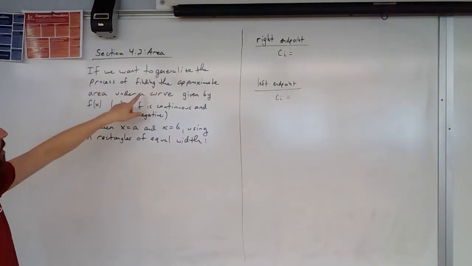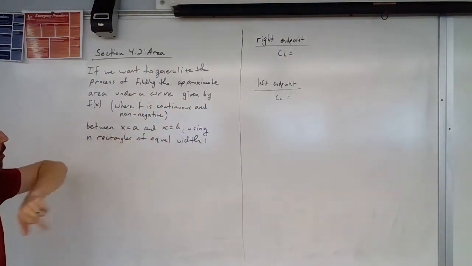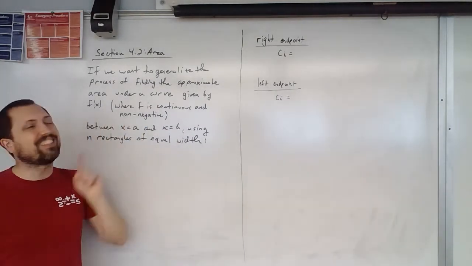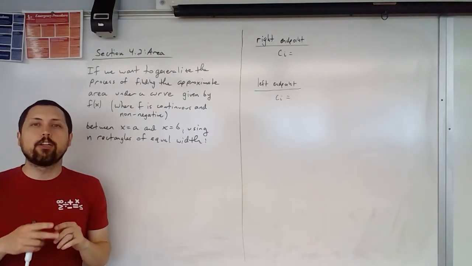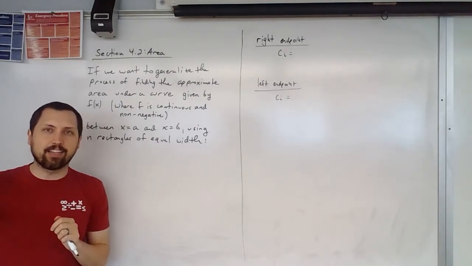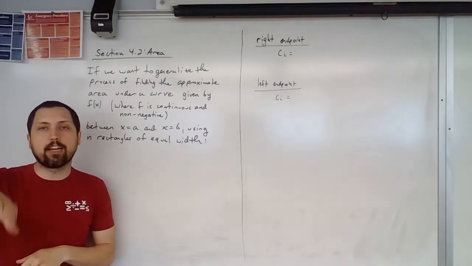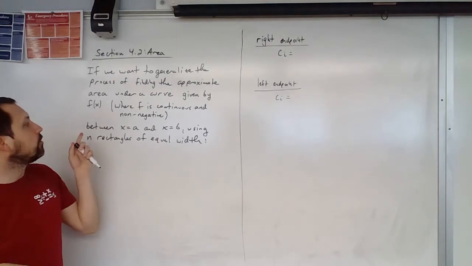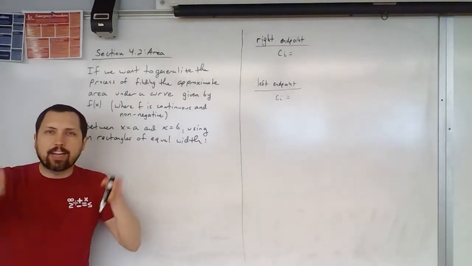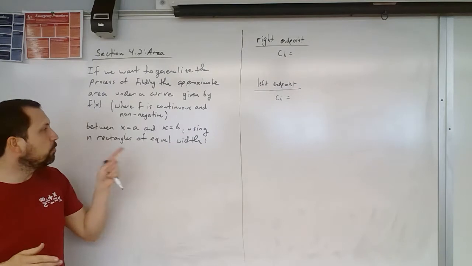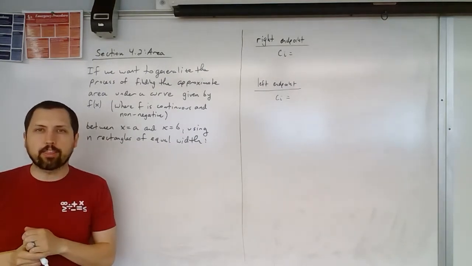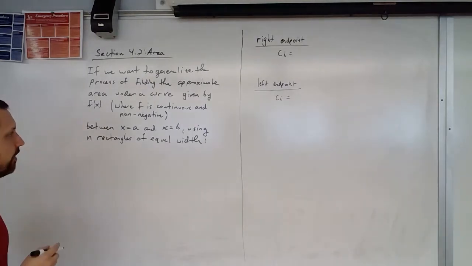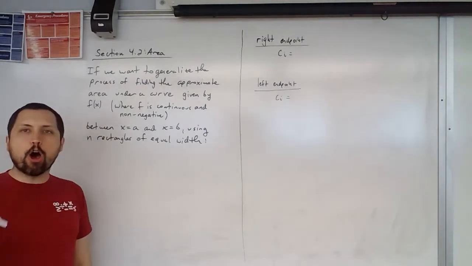So if we want to generalize the process of finding the approximate area under a curve given by f of x, as a note, we're going to assume that f of x is a continuous function and is non-negative. So we're not going to go underneath the x-axis yet, and we're also not going to be dealing with any type of discontinuities. We just have a nice, smooth, normal function. We're going to have the cutoffs at x equals a, x equals b, using n rectangles of equal width.